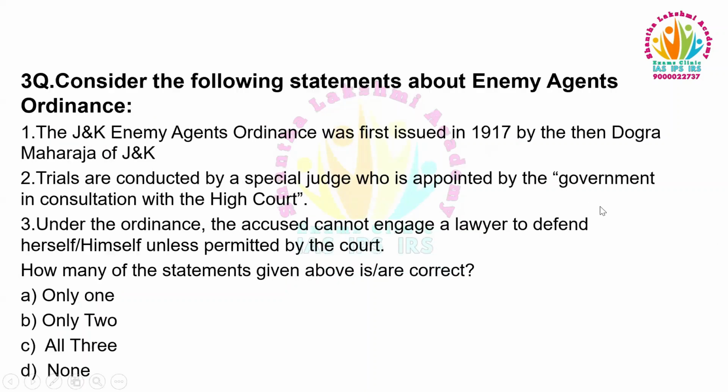Moving to the next question. Consider the following statements about the Enemy Agent Ordinance. The Jammu and Kashmir Enemy Agent Ordinance was first issued in 1917 by the then Dogra Maharaja of Jammu and Kashmir. Under the ordinance, trials are conducted by a special judge who is appointed by the government in consultation with the High Court. Under the ordinance, the accused cannot engage a lawyer to defend herself or himself unless permitted by the court. How many of the statements given above are correct? Only one, only two, all three, none of the above.